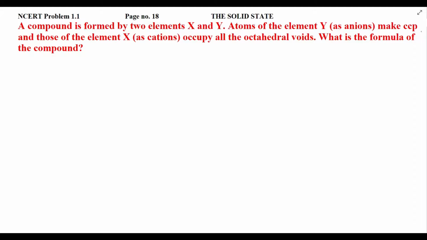Hello students, this is NCERT problem 1.1 from page number 18 of the solid state. Okay, so let's read the statement. A compound is formed by two elements X and Y. Atoms of the element Y as anions make CCP and those of element X as cations occupy all the octahedral voids. What is the formula of the compound, right?